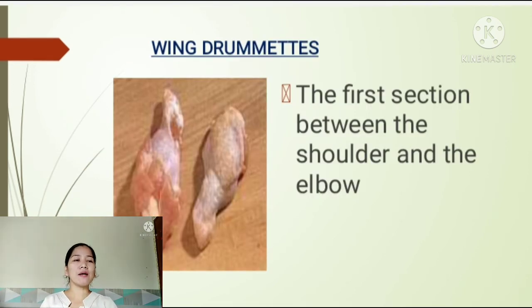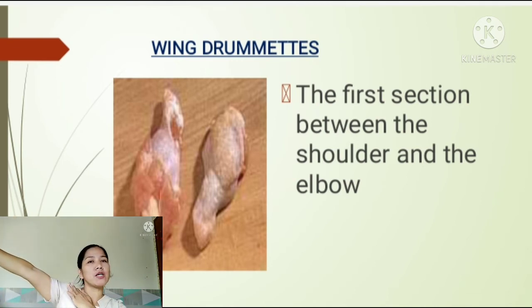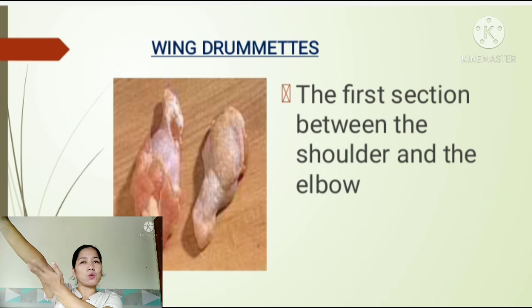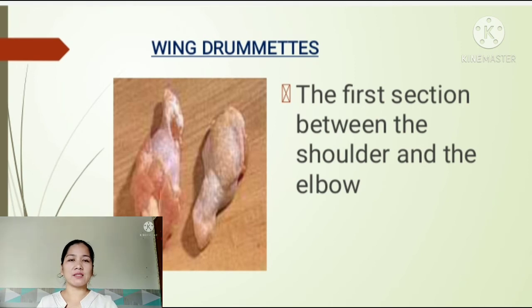Okay, the wing drumette section is the first section between the shoulder and the elbow. The wing drumette is the first section between the shoulder and the elbow. Sabi ko yung whole wings ay yung ating kamay. So, therefore, yung wing drumettes is the portion from the shoulder to the elbow. So, mula dito hanggang dito sa manok, ang tawag natin ay wing drumettes.